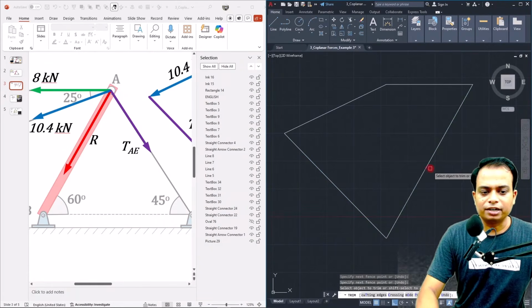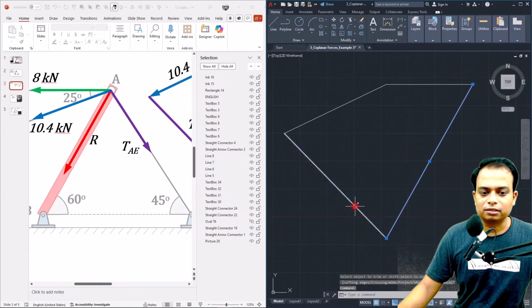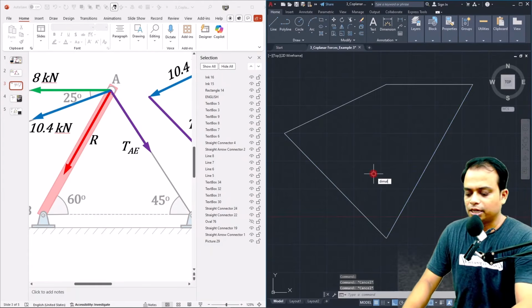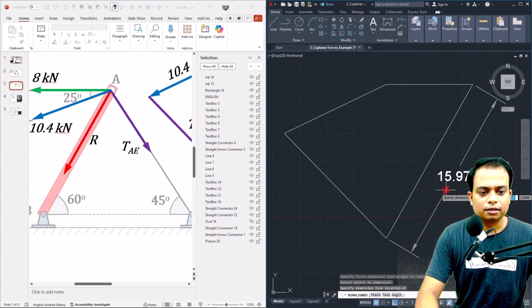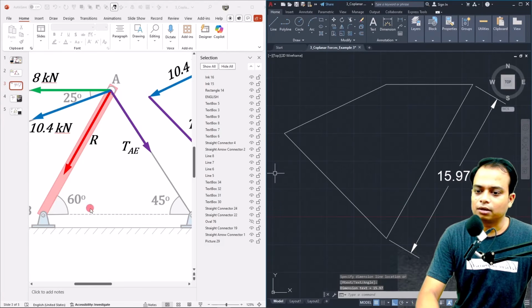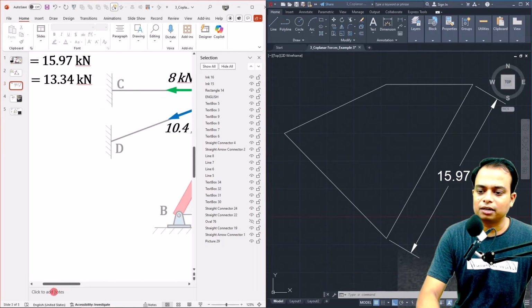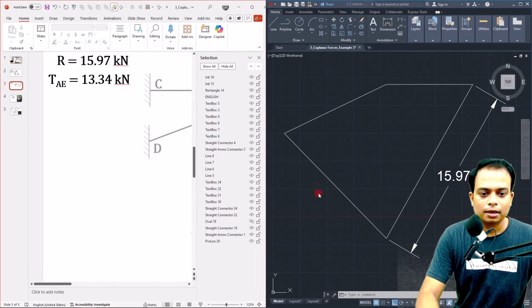And what do we need, sir? We need the length of these two lines, right? Again, let me use dim aligned, enter. 15.97. Okay, as I've said, this is your resultant. Let me show this to you. 15.97, that is the value of R.